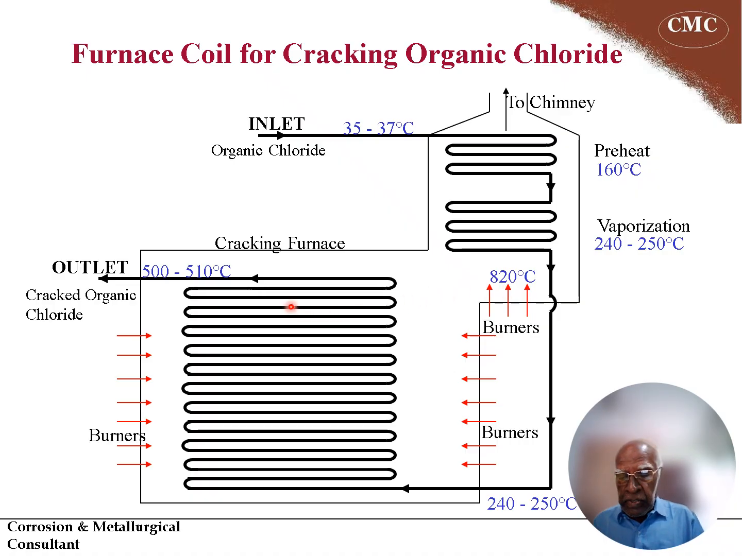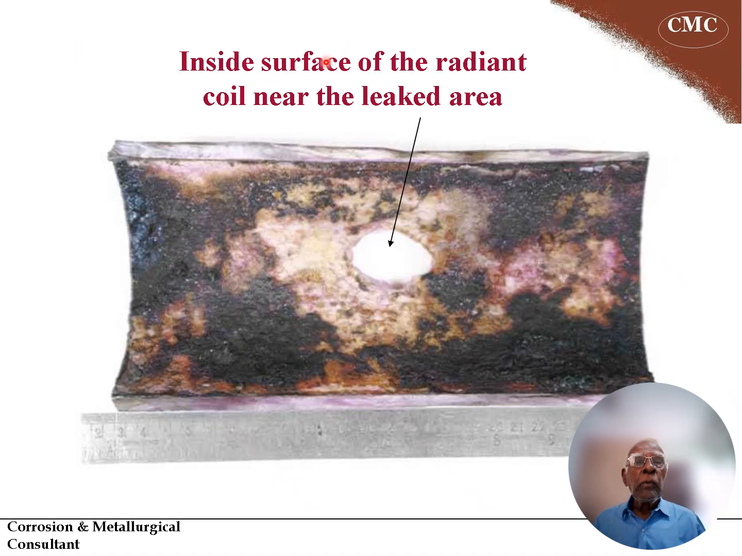After a short operation, leakage occurred in this radiation zone as a result of localized pitting corrosion, which we'll study in detail now. What you see is the inside surface of the radiant coil near the leaked area.